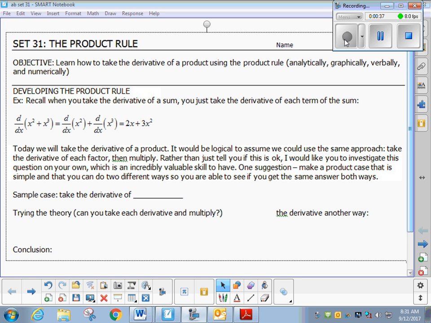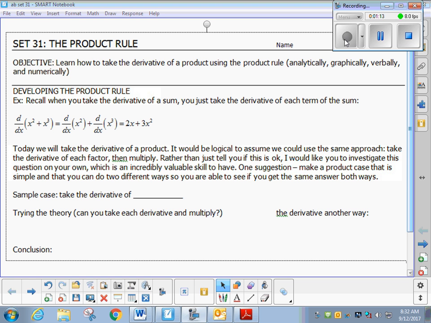So it would be logical, totally logical, and I definitely came to this conclusion, that it's a lot like when you do a sum. When we did the derivative of a sum, like x squared plus x cubed, you just take each derivative, right? The derivative of x squared is 2x, and the derivative of x cubed is 3x squared, and you're done. So when you take the derivative of a sum, you just take each derivative. Then when you do a product, it would also be logical to assume you do the same thing. Take the derivative of this, take the derivative of that, and there's your answer.